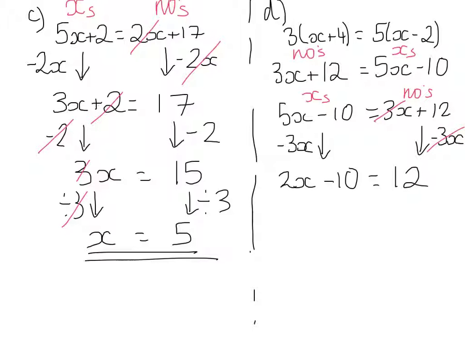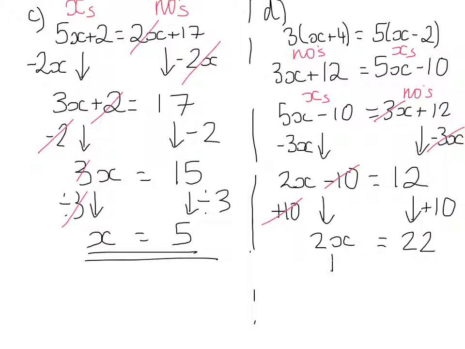Now we're just left with the sort of equation you've been solving since year 7. So again, I don't want my numbers on this side, so we'll get rid of the minus 10 by doing the opposite, which is adding 10. So I've got to add 10 to both sides. These two cancel out with each other, so all I'm left with here is 2x. On the other side, I've got 12 plus 10, which gives me 22.